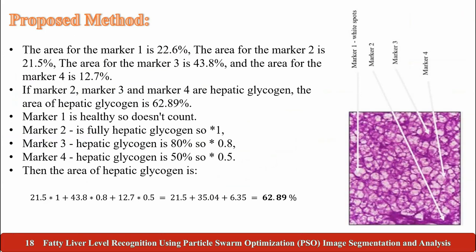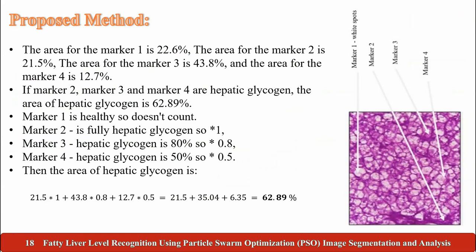Here we can see an image with 4 markers of a fatty liver sample. The fat area of marker 1 is 22.6%. The area for marker 2 is 21, the area for marker 3 is 43, and the area for marker 4 is 12. Now, if markers 2, 3, and 4 are hepatic glycogen or fatty, the area of hepatic glycogen is 62%, while marker 1 is healthy, so it doesn't count.